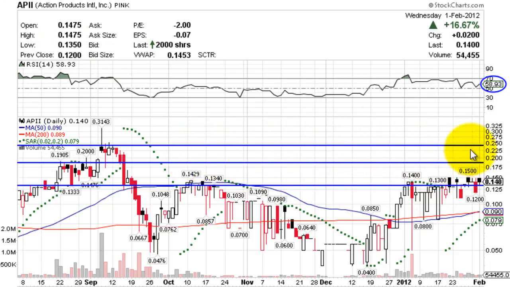And then after that, 25. Once we hit that 25, we really don't have much, so we can definitely see much higher gains.